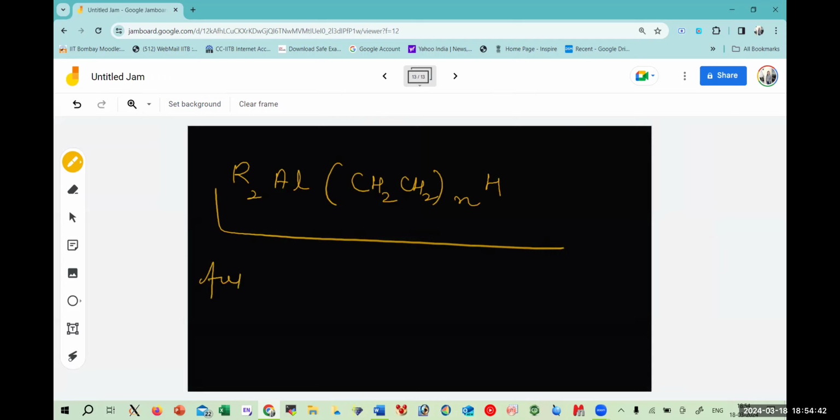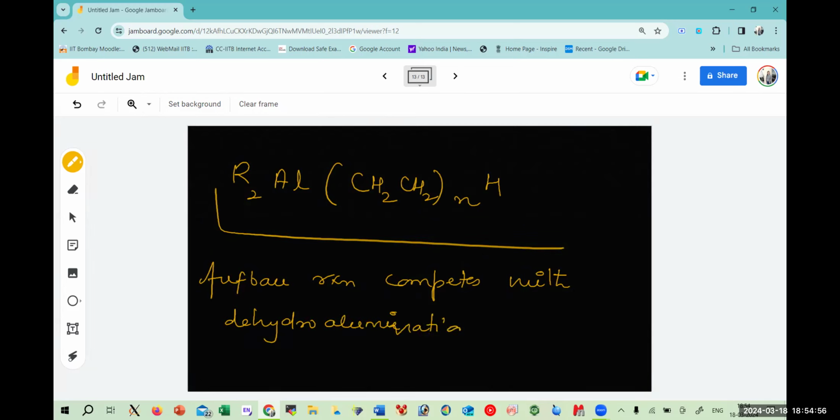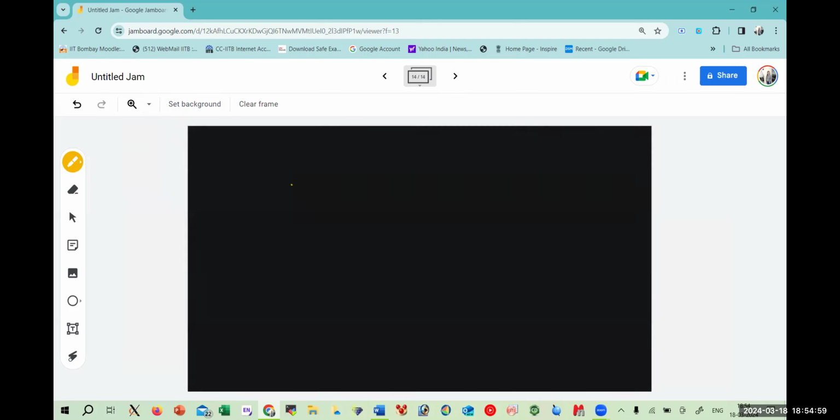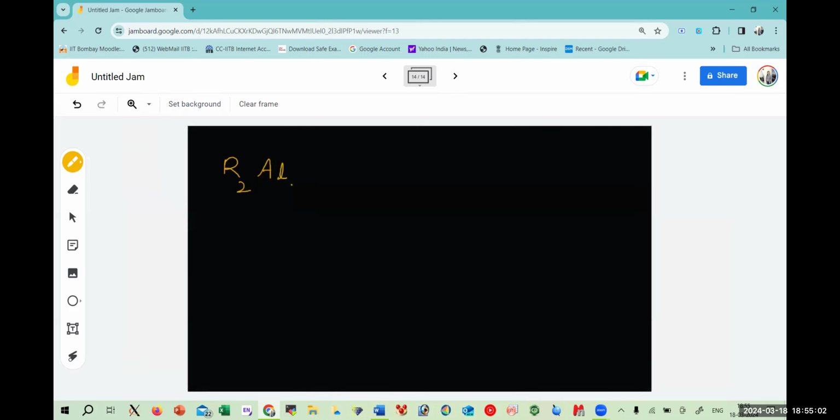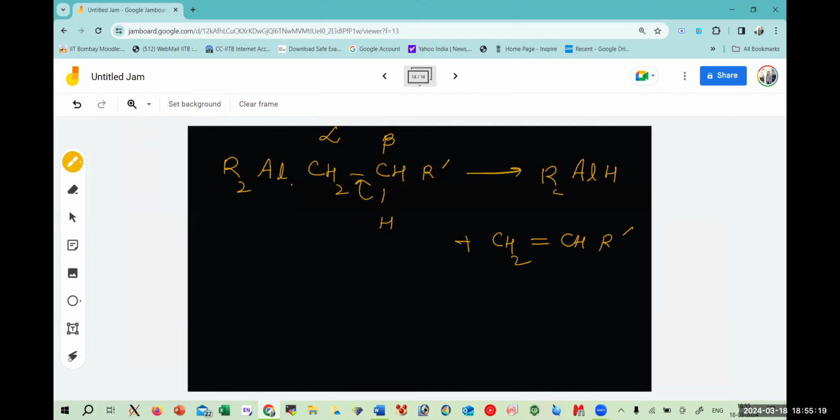Also, sometimes this Aufbau reaction competes with the dehydro elimination. And what is that? Dehydro elimination means if we have R2Al, since the chain that we have taken, this is alpha, this is beta, and this would give you hydride plus CH2 double bond CHR dash. This is called the elimination.